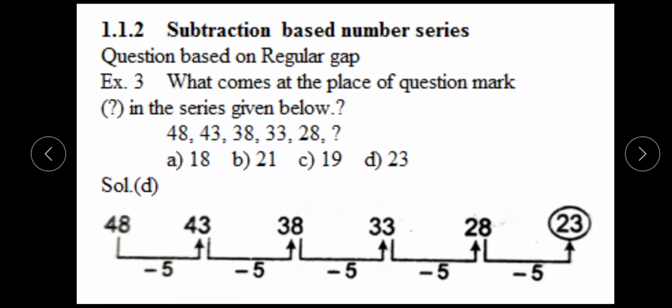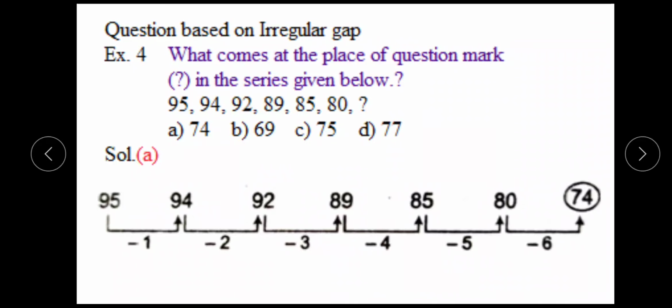Subtraction based number series. If the gap is regular, the question is the series 48, 43, 38, 33, 28. What will be the next term? If we see the solution, we can understand it very clearly. What we are doing is subtracting 5 from every term. So in the value 28, if we subtract 5, we will get 23. It means the option is 23.